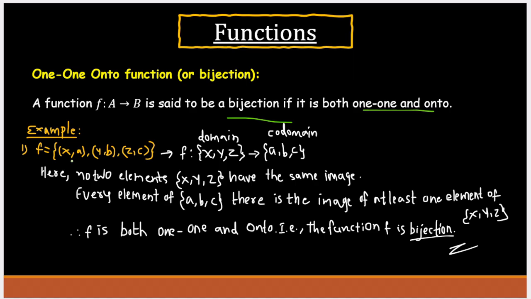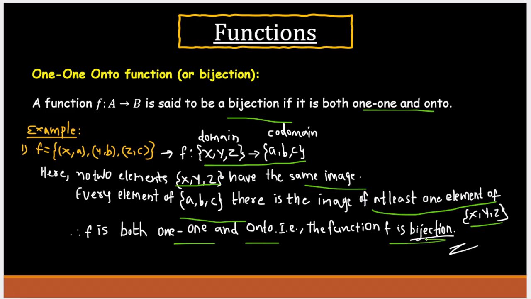F is equal to {(x, a), (y, b), (z, c)}. Here the domain is x, y, z and the codomain is a, b, c. So here no two elements of x, y, z have the same image, and every element of a, b, c is the image of at least one element of x, y, z. So f is both one-one and onto. Therefore the function is a bijection.